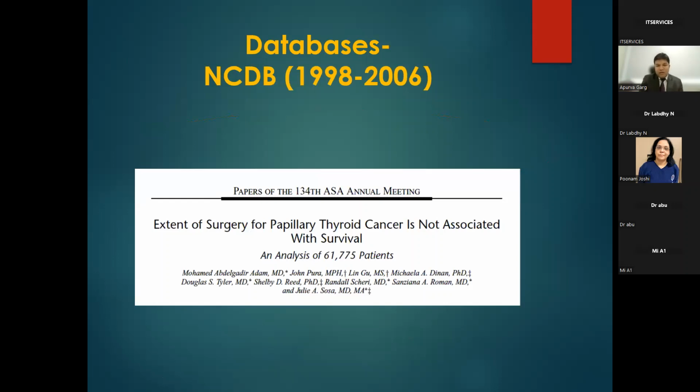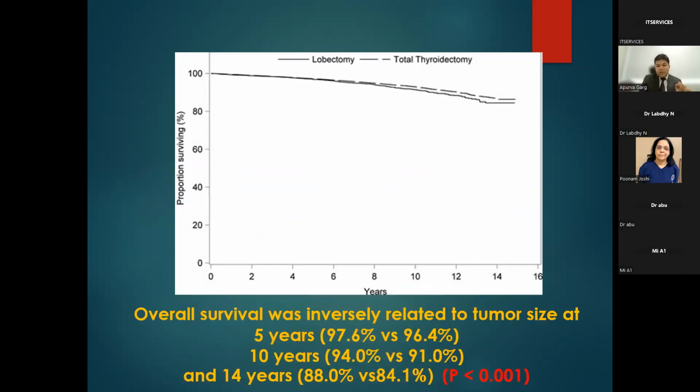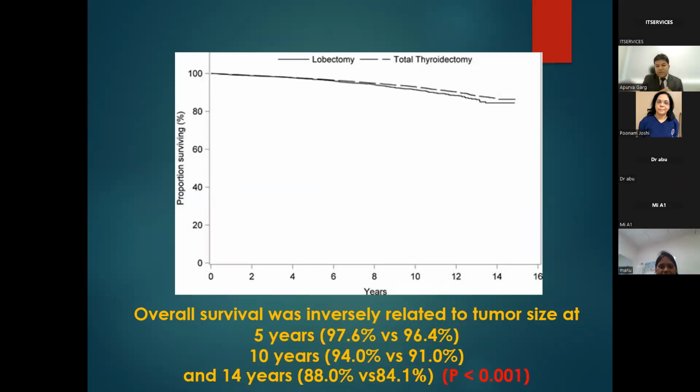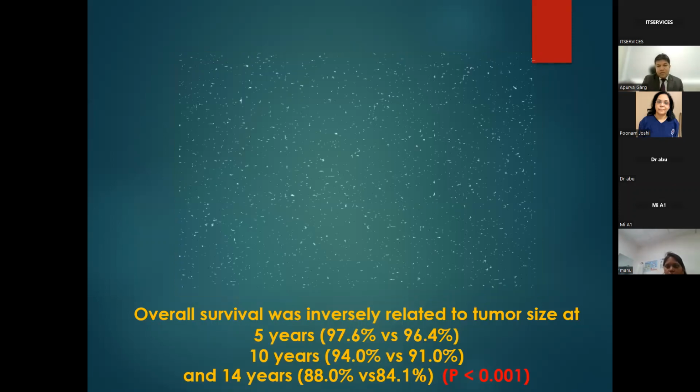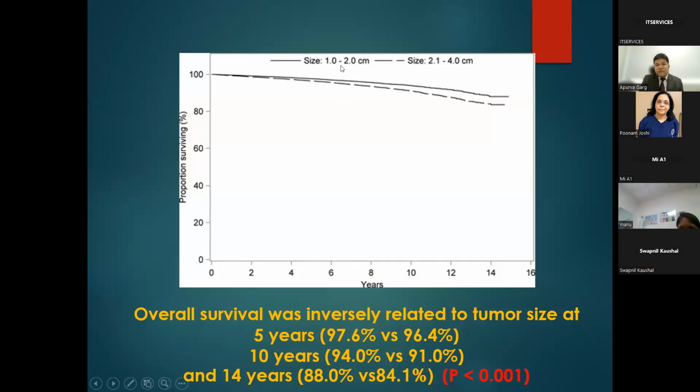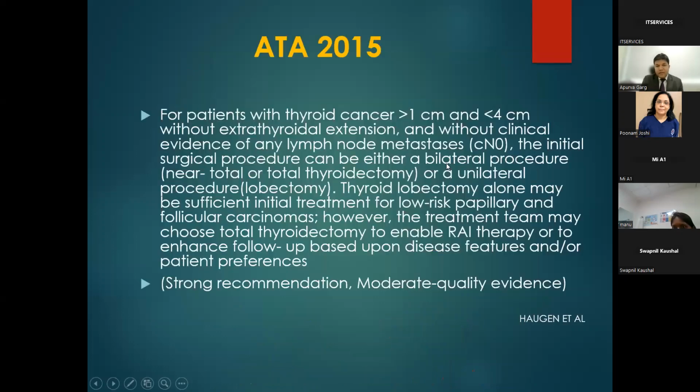There were databases from NCDB which showed that extent of surgery for papillary thyroid cancer is not associated with survival. This was a very big study of 61,775 patients by Adam et al. It showed that overall survival was inversely related to tumor size at 5 years, 97.6% versus 96.4% when we compare lobectomy to total thyroidectomy, and subsequently it was 88% versus 84% at the end of 14 years. So if we see here, the tumor size 1 to 2 centimeter had higher survival as compared to size 2.1 to 4 centimeters. Then subsequently came the ATA 2015 guidelines, which are the latest one.